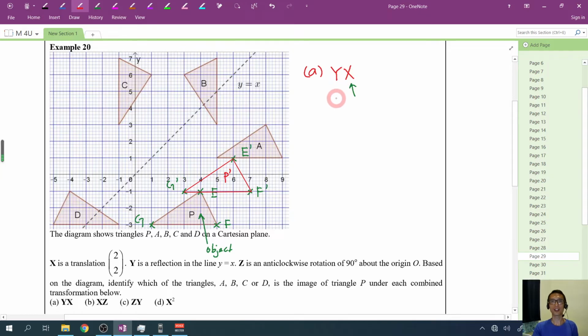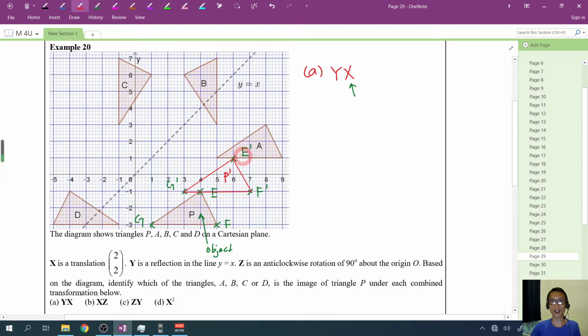But we haven't finished yet. This is a combined transformation. We need to draw the image for the second transformation, which is Y. Y is a reflection, and this is the axis of reflection. I hope that you still remember the previous video where I showed you how to draw the image of a reflection. Let me determine the image of point E prime first. You can go this way or go this way.